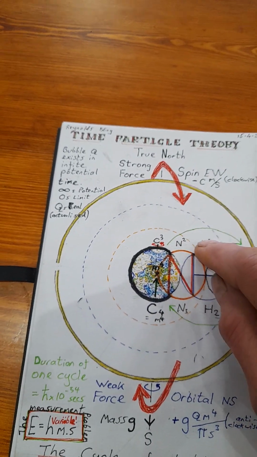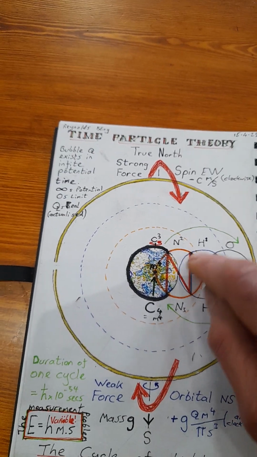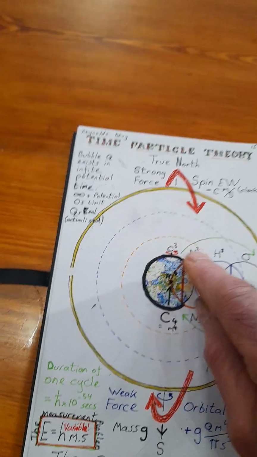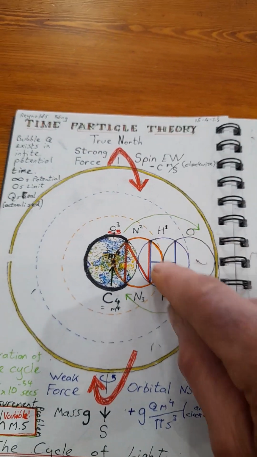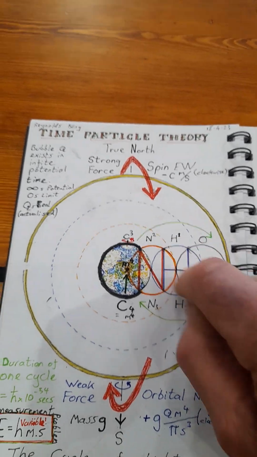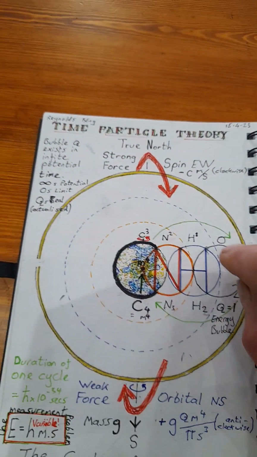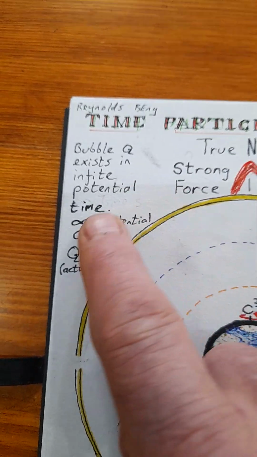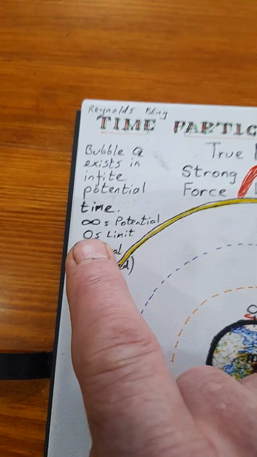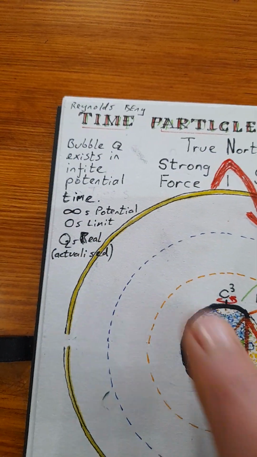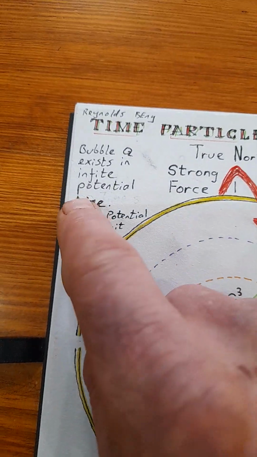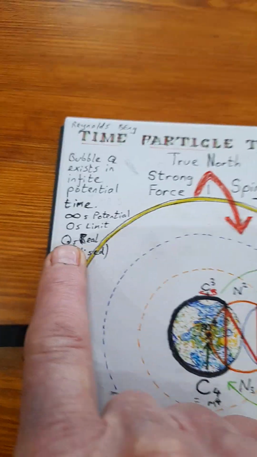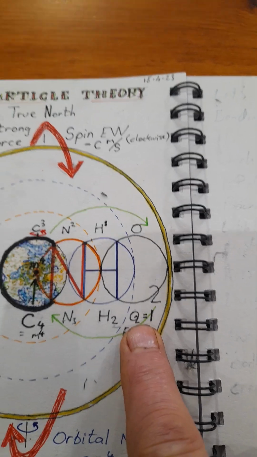And here is H, hydrogen, a gas, 4. So we have M4, C3, N2, H1, oxygen. Now, oxygen is 0, and it exists 0 here, which exists in infinite potential time. So the outside of the boundary is potential time, seconds, infinite seconds. The limit is 0 seconds, which appears here, and from that interaction between the cycle of light, you end up with a real second, a quantum. And that quantum appears here.